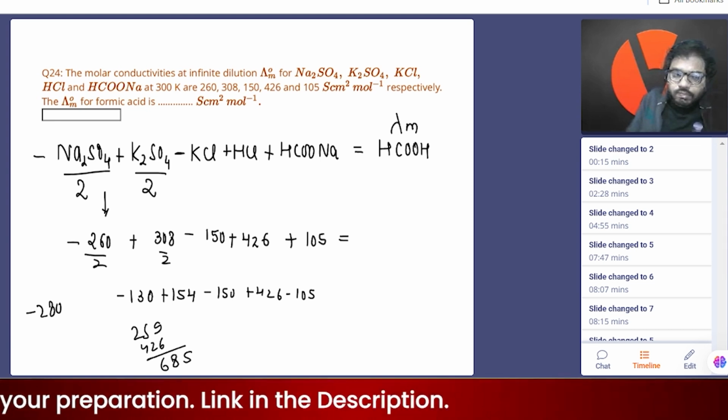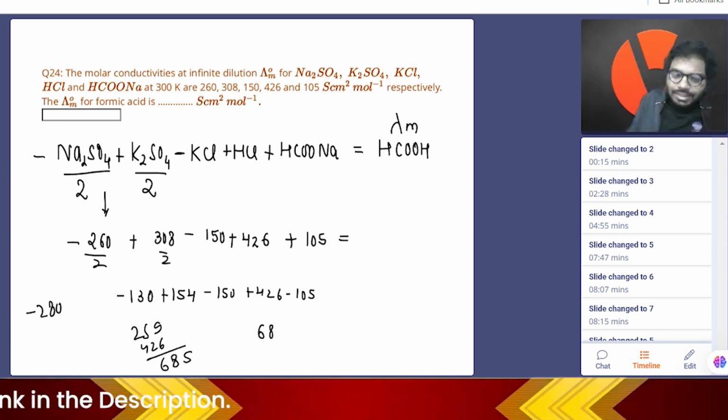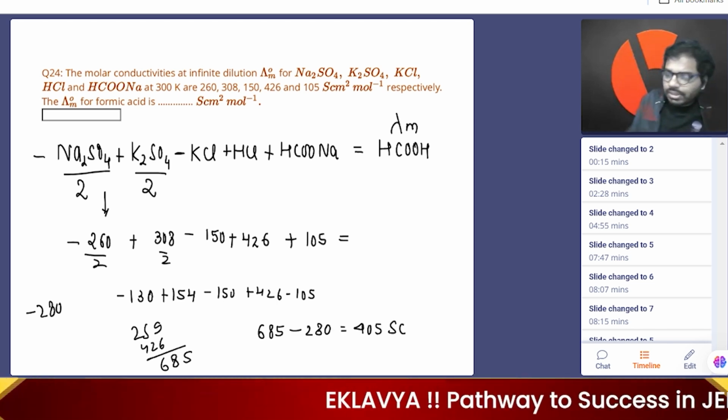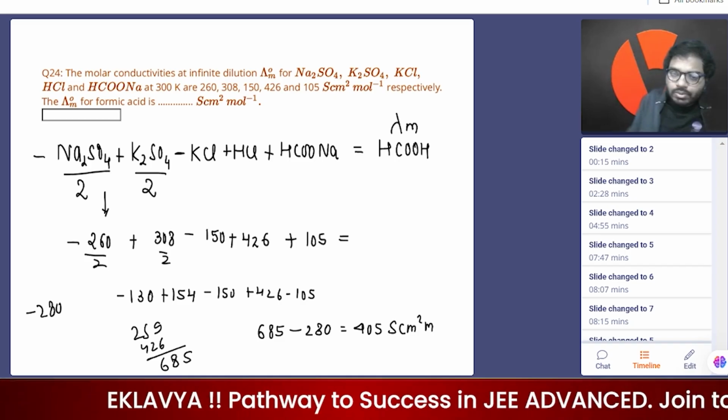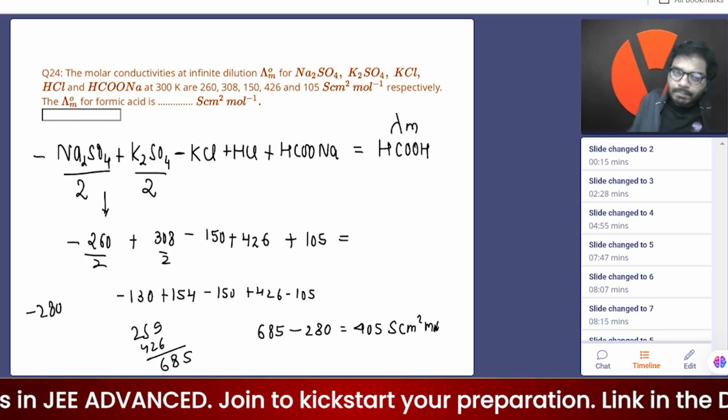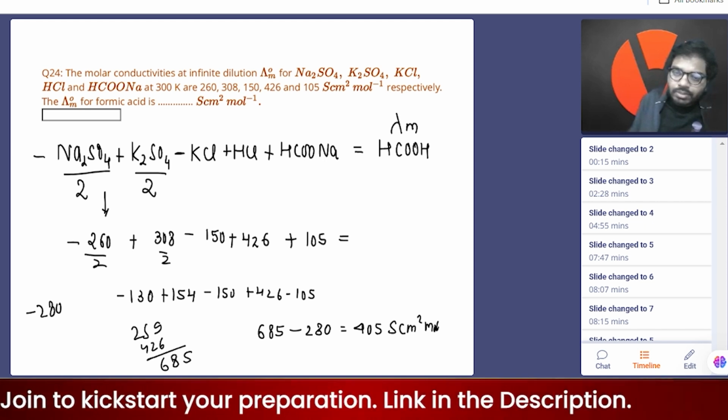239 plus 426. So only the calculation is left. This is 685. Fine. So 685 here minus 280, it will become 405 Siemens centimeter square mole inverse.